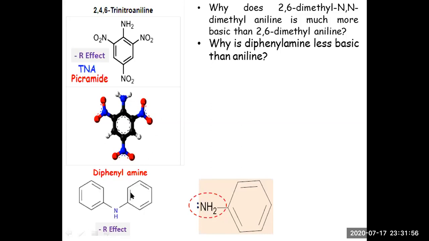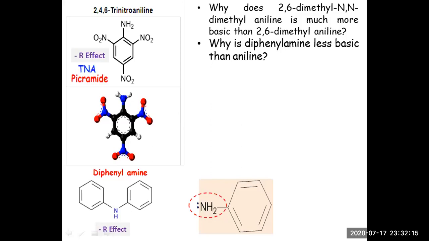Then we take diphenylamine. Now in diphenylamine, if I compare with aniline, let's say, we have one ring which will withdraw electrons from nitrogen. Now here you have two rings. This lone pair of electrons of nitrogen will be in conjugation with this ring as well as this ring.